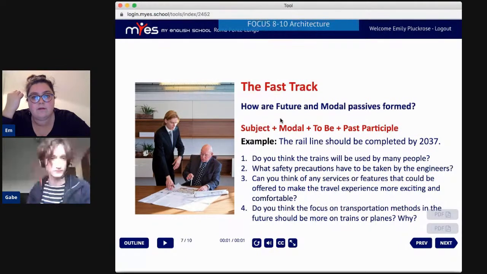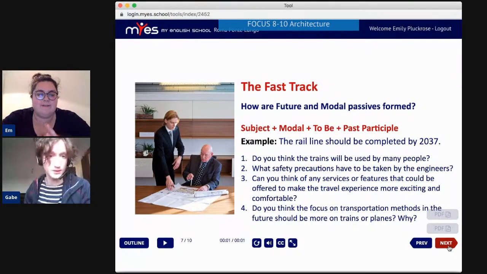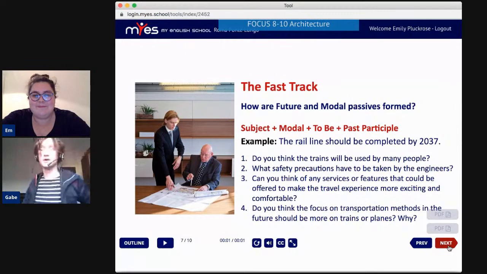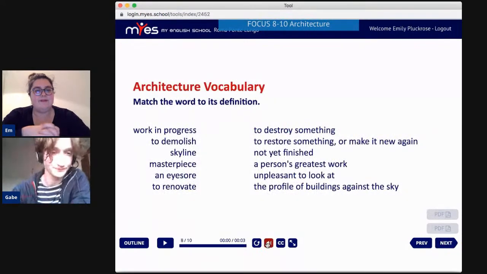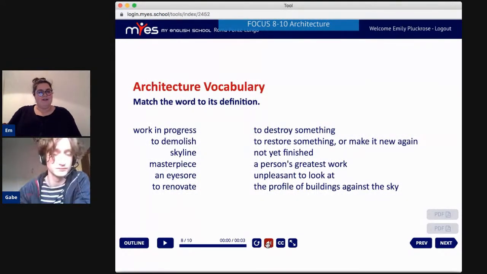Okay. Do you want to cover these ones, or would you like to cover the architecture vocabulary? What do you think, Emily? I think they've given us some good examples. I think these examples are better and more relevant now. Let's do the architecture vocab. Okay, cool. So we have a bit of vocab matching here.